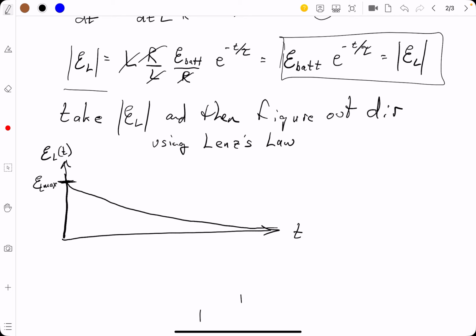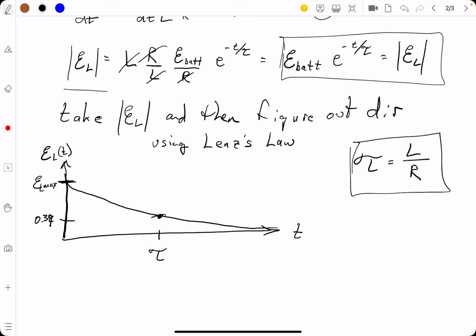Okay, and what is it? 0.32 or something like that, or 3.7. 3.7, I think. That is our first tau. And it should be the same tau, whatever tau we figure out, because it's the same old tau. So tau is still equal to L over R. That's our inductive time constant. I think that does it.